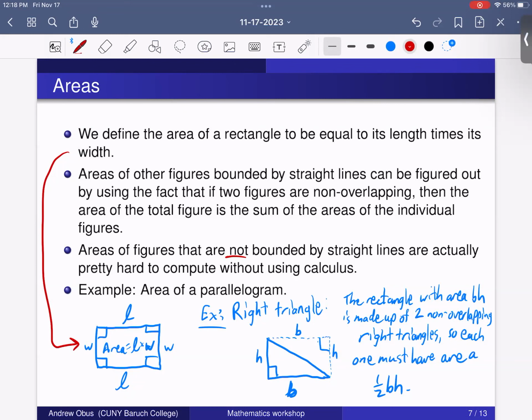Okay. So let's do one other example. Let's say we want to talk about the area of a parallelogram. This we do not need calculus for because it has straight sides. So let me add on another page. Example: area of a parallelogram.